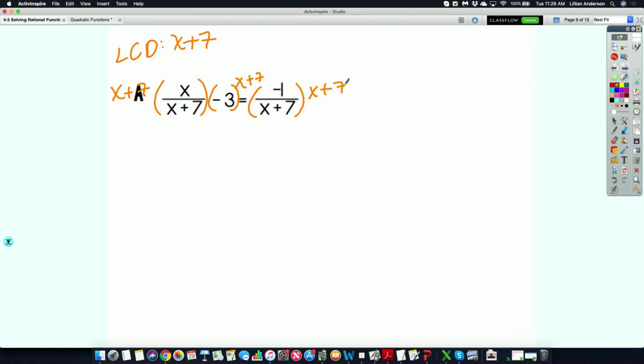what do you think happens with this first set, with those x plus 7s? They're going to cancel, so then I'm just left with x. But over here, I'm actually going to multiply that negative 3 over to that x plus 7. And then what about on the right side? What happens? Cancels out, and I'm left with negative 1. By multiplying by the common denominator, I'm getting rid of the denominator. And now it's just an expression, maybe it's a linear equation or a quadratic equation that I can solve.